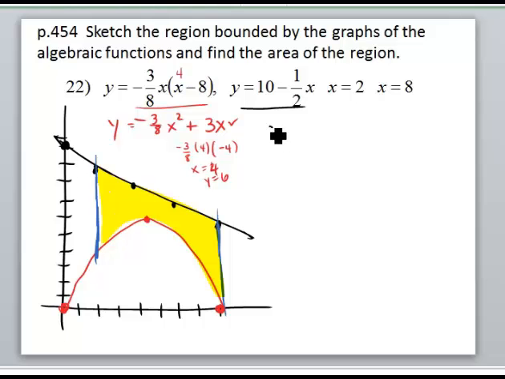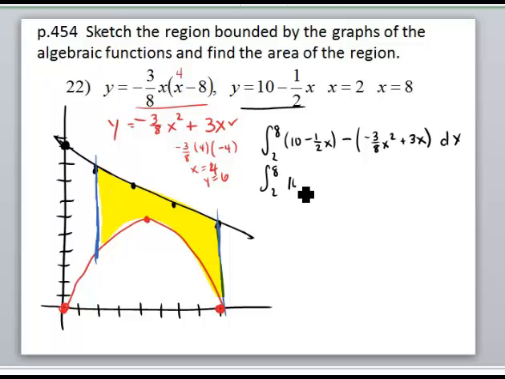So I'm going to create my integral. My integral is going to go from 2 to 8 on the x-axis. The top function is the line, so 10 minus 1/2 x minus the bottom function. And I will go ahead and put it in this form. Negative 3/8 x squared plus 3x, and then dx. So what that's going to give me is a new integral, 10 minus 1/2 x, and this would be plus 3/8 x squared minus 3x.